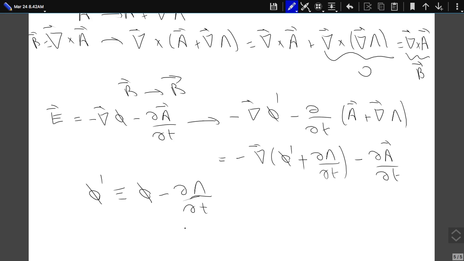So what this tells me is that for a given electric and magnetic field, the choice of the vector potential and the scalar potential is not unique. There are in fact infinitely many possible choices of scalar potential and vector potential that will correspond to the same electric and magnetic field. That is the lesson we learn from this consideration. Now, this is what we call the gauge transformations.